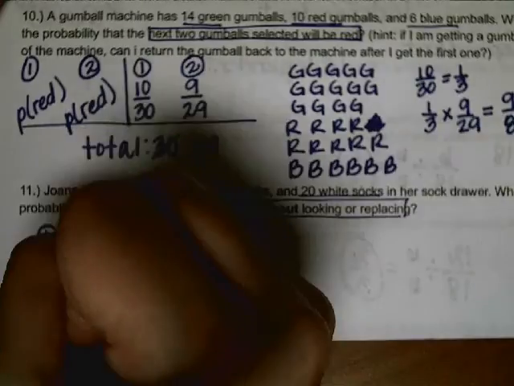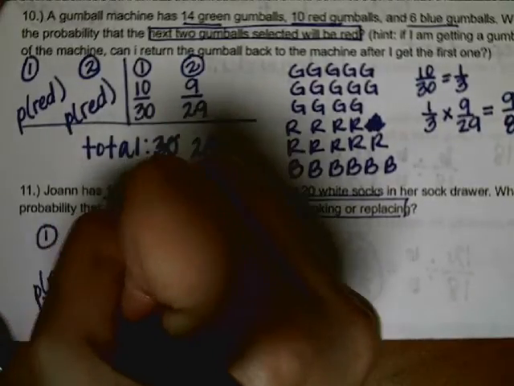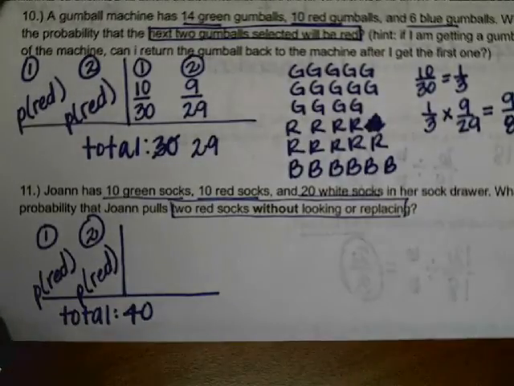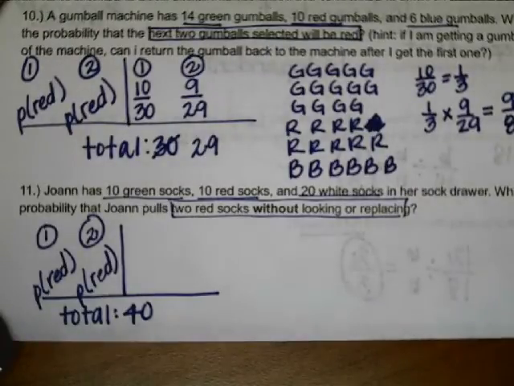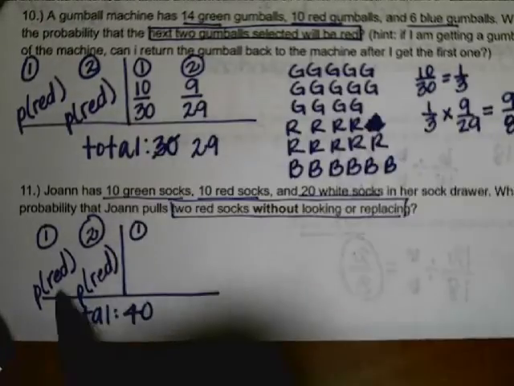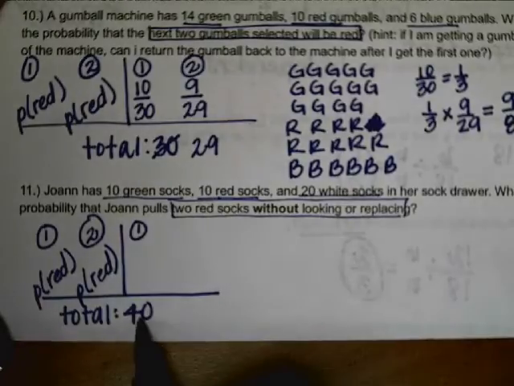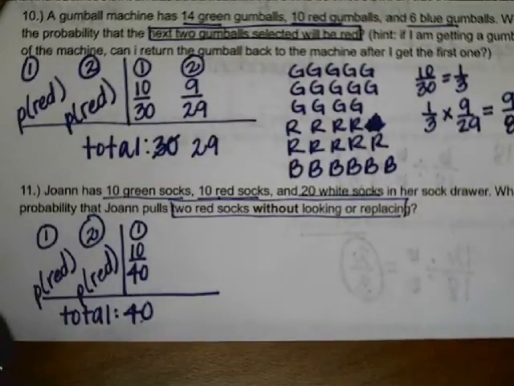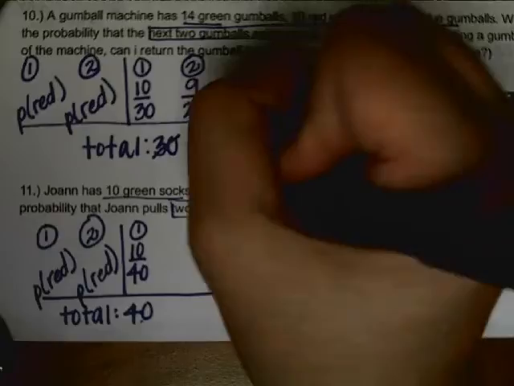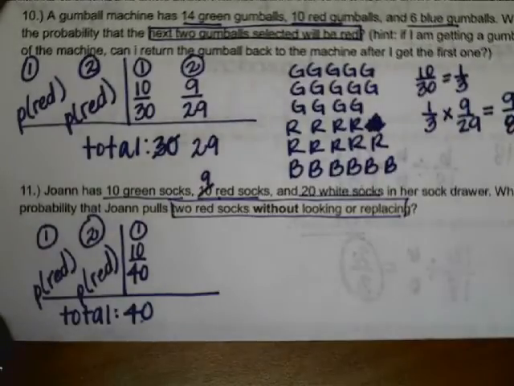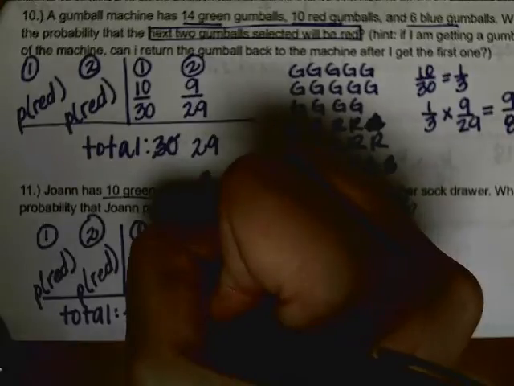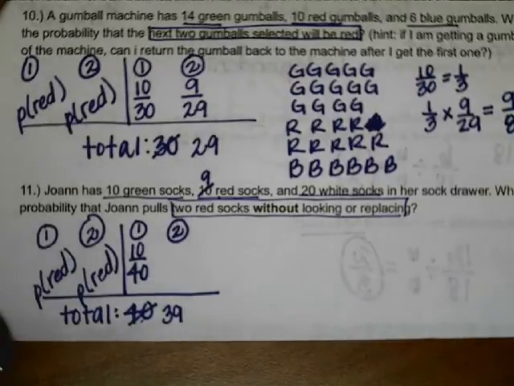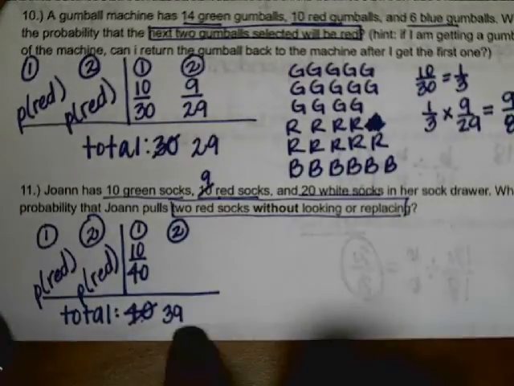I need to find the total amount. 10 plus 10 plus 20 is 40. The first time I pick, I have a total of 10 out of 40 red socks. So my probability is 10 over 40. But then it says without replacing it. That means I now have 9 red socks in my drawer out of 39. So my second choice, my probability of getting a red now would be 9 out of 39.